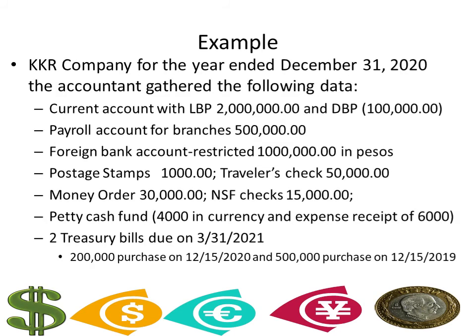So for example, let's do some example. We have KKR Company for the year ended December 31, 2020. The accountant gathered the following data. Current account with the LBP, Land Bank, 2 million. Another bank account with DBP, negative 100,000. Payroll account for branches, 500,000. Foreign bank account restricted, 1 million in peso. Postage stamp, 1,000. Traveler's check, 50,000. Money order, 30,000. NSF check, 15,000. Petty cash fund, 4,000 in currency and receipts, 6,000.